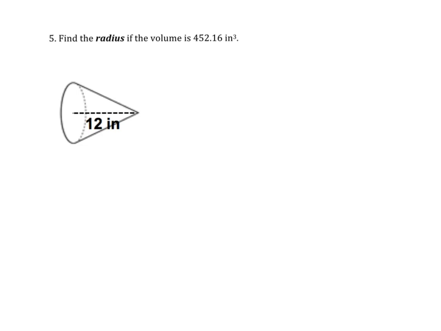This next problem is a little different from ones we've done. It says find the radius if the volume is 452.16 inches cubed. This may be in your notes depending on which version you have. The first thing we need to do is identify the shape. We have a cone. Then we're going to write the volume formula, so volume equals 1/3 pi r squared h, and identify what we know.